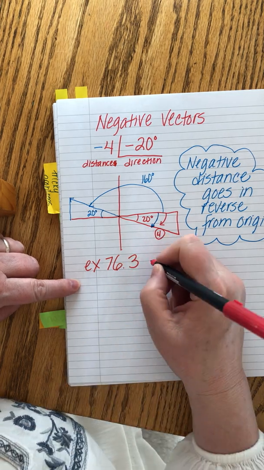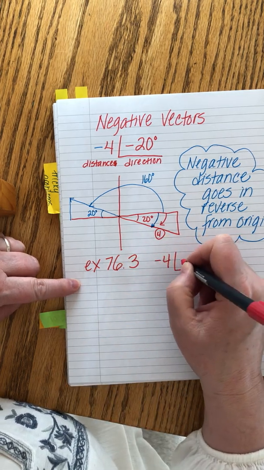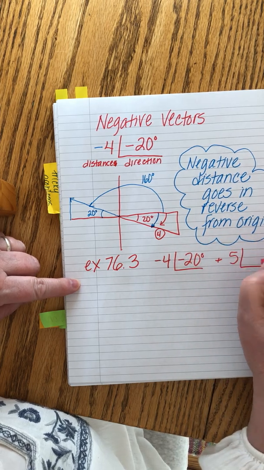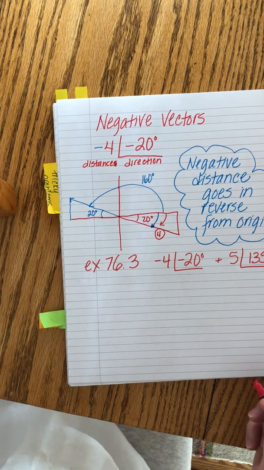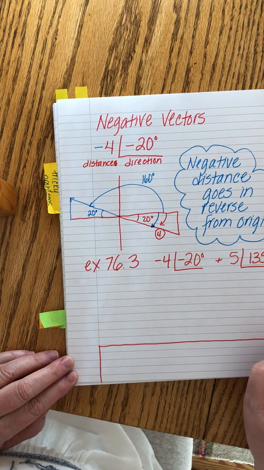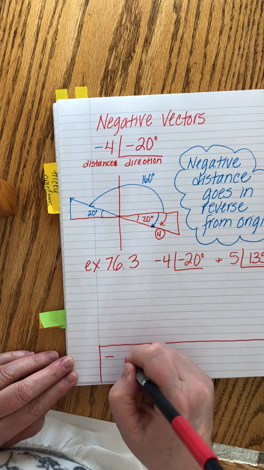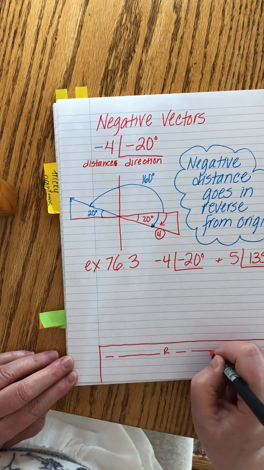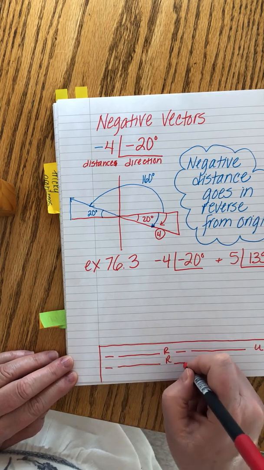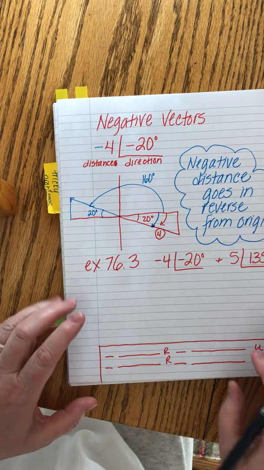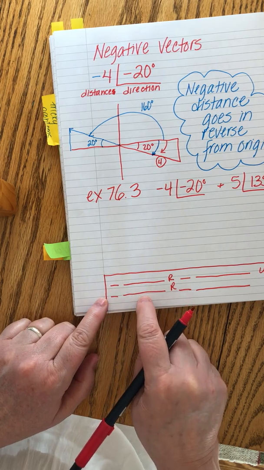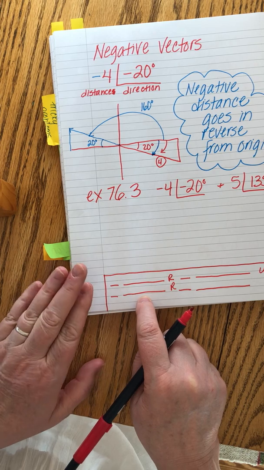All right, so now we've already drawn this picture, so let's just go right into the problem. 76.3, John wants us to add -4 at -20 degrees plus 5 at 135 degrees. Okay, so what we're gonna be doing is making right and up coordinates for both of these triangles. These are like fill in the blanks. This will be the positive or negative sign. This will be the value that I'll find by using cosine and sine.